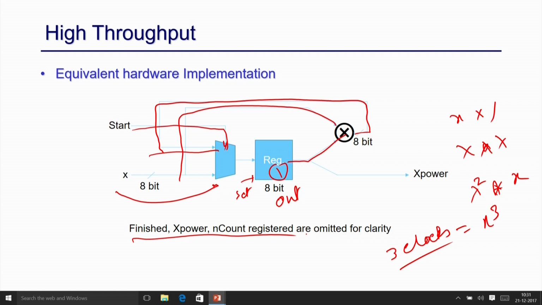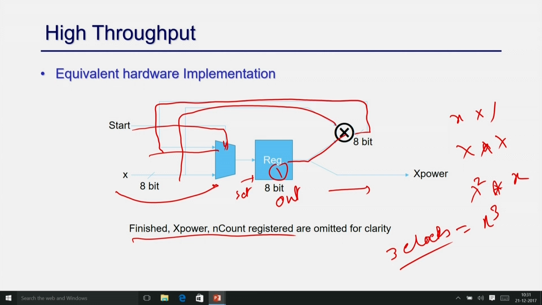because since it takes 3 cycles you need some finish signal, right. You need some finish signal saying my data is ready now, or you need a counter, that n count, which is counting these 3 iterations. Those I have omitted, but they will be added. The basic idea of this design is that I can do it iteratively, in 3 cycles, right.